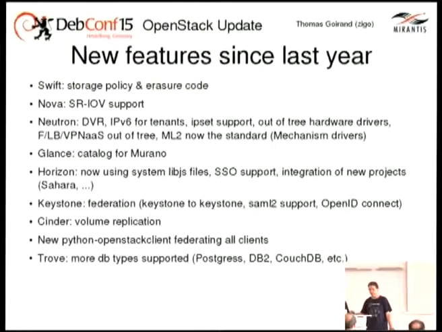Glance now has support for the catalog of Murano. I'll talk more about Murano later. And Horizon previously had all of its libraries embedded in Horizon itself, and as you know, it's not nice at all for distributions. They decided to use a new mechanism that they call XStatic, which enables people to use either virtualenv or system libraries. So all of that is behind us already.